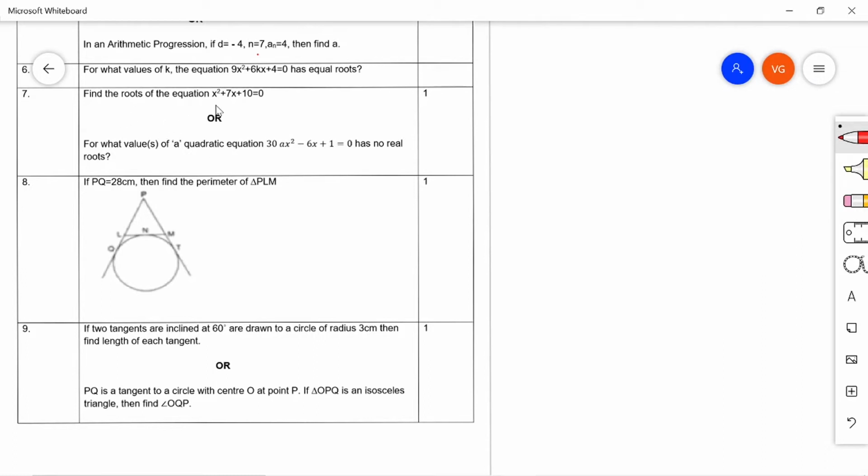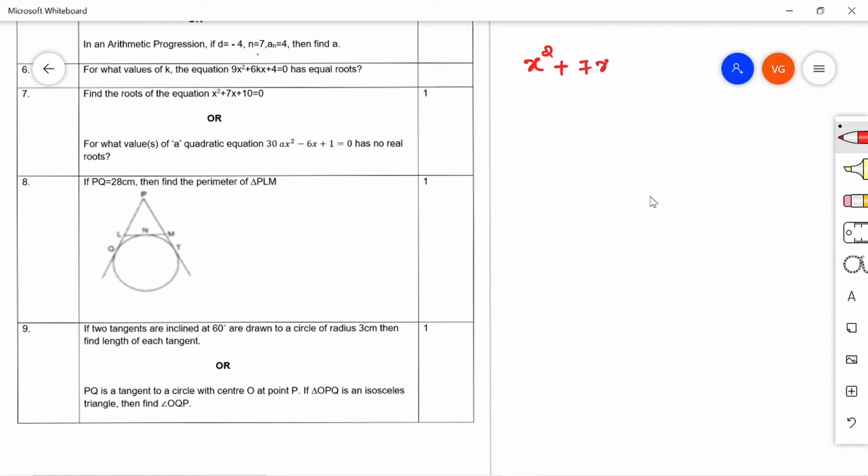Find the roots of the equation x square plus 7x plus 10 is equal to 0. Any method you can use. You can either use the formula method or the normal middle term splitting method. Anything you can use. The equation looks simple, so you can do it in any way. I am doing it with the middle term splitting method.